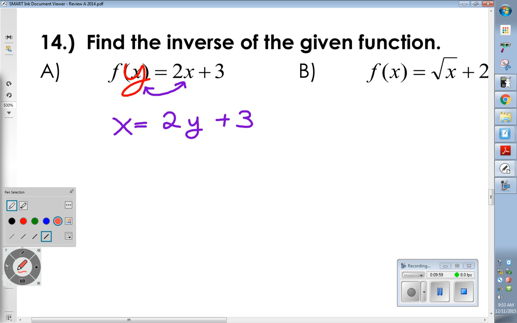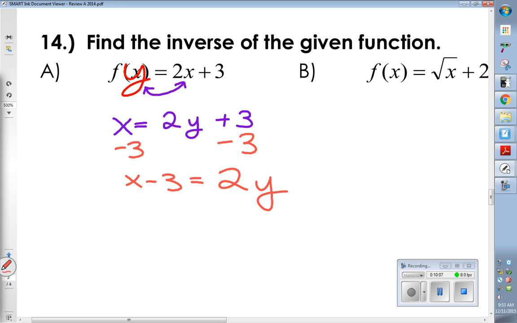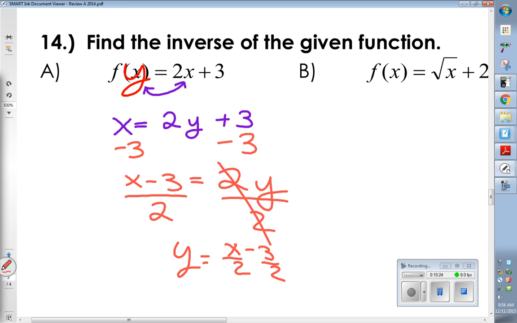Okay, so from here, I'm going to get y by itself, so subtract 3. What else do I need to do to solve for y? Divide by 2. That cancels. Y equals x minus 3 over 2, or it could be x over 2 minus 3 halves. It's the same thing. Don't let one of those be different than the other. It doesn't matter which way you write it. Questions on inverse? 2 steps. Flip x and y, solve for y.